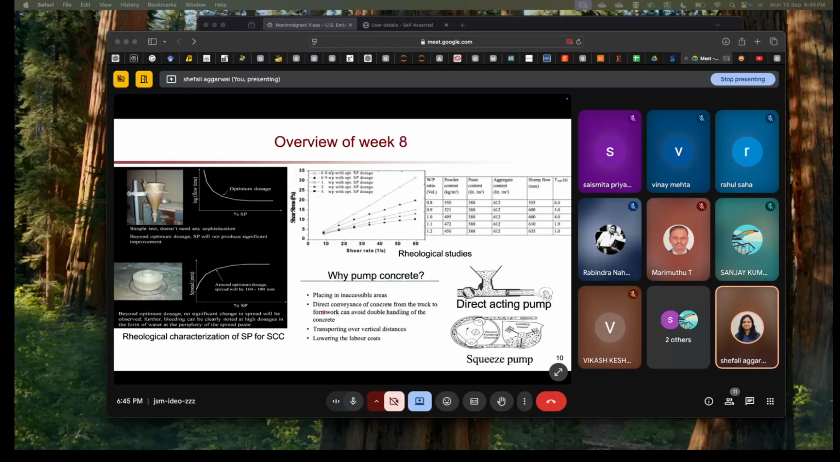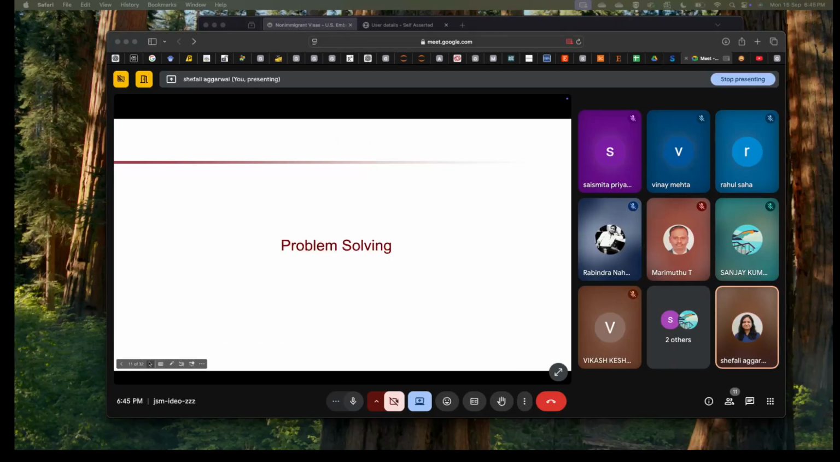We have two types of pumps which are currently used. First is the direct acting pump, second is the squeeze pump. So that's all that you might have studied in week 8.